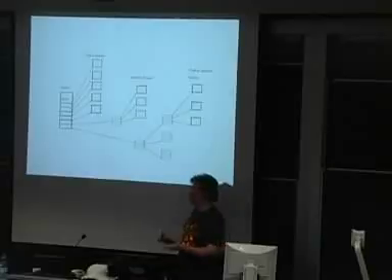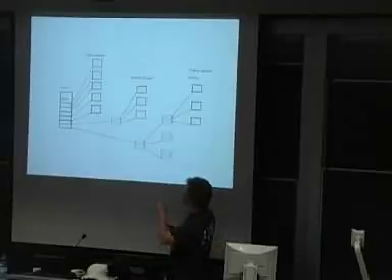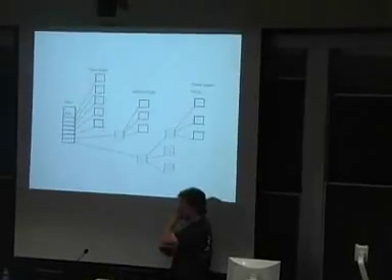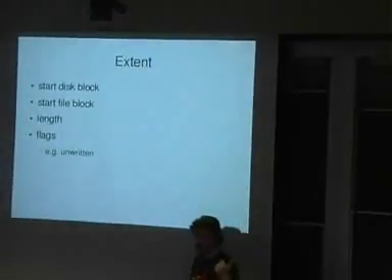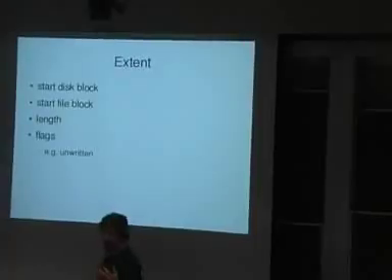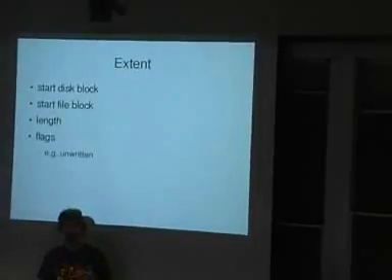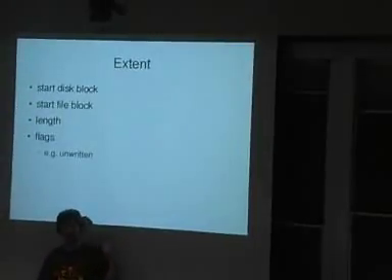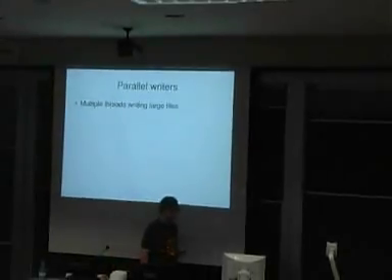So this is how old Unixy stuff looks, where you have a list of some blocks, then you have another list of blocks and lists of blocks with the blocks. Extent: start list block, start file block, length, and flags. That's a nice thing. You can have 1,000 contiguous blocks pretty easily represented with not much data.